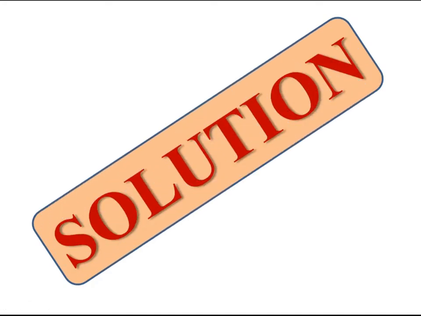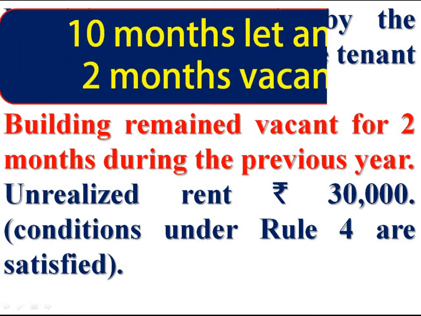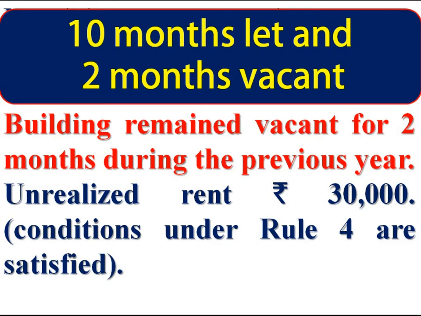Computation of income from house property. In this question we can see this house, that is building, remained vacant for 2 months during the previous year. It is a let-out property, and this let-out property remained vacant for 2 months during the previous year. It means during the previous year it was let-out for 10 months and vacant for 2 months.